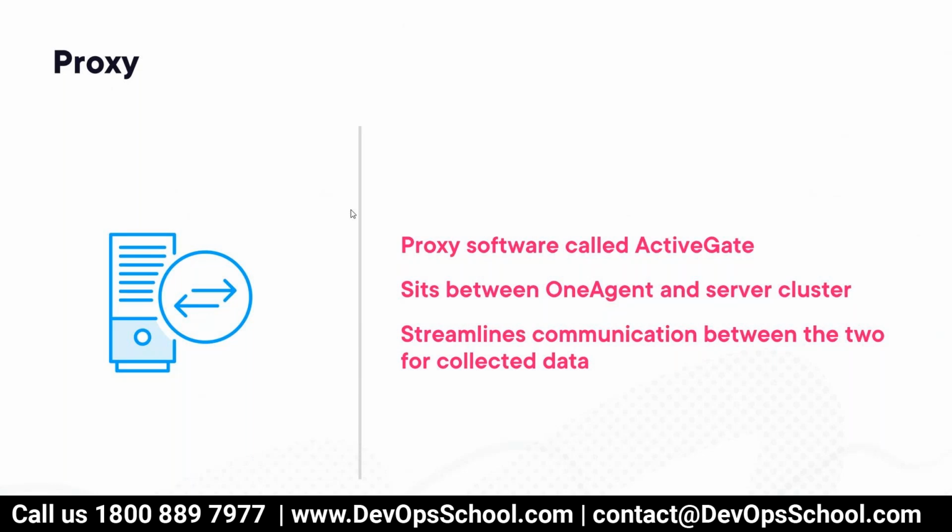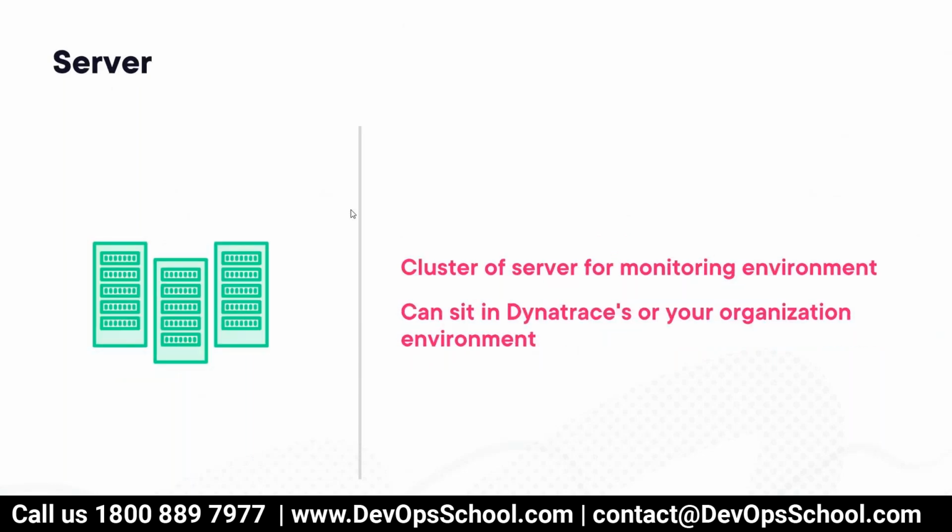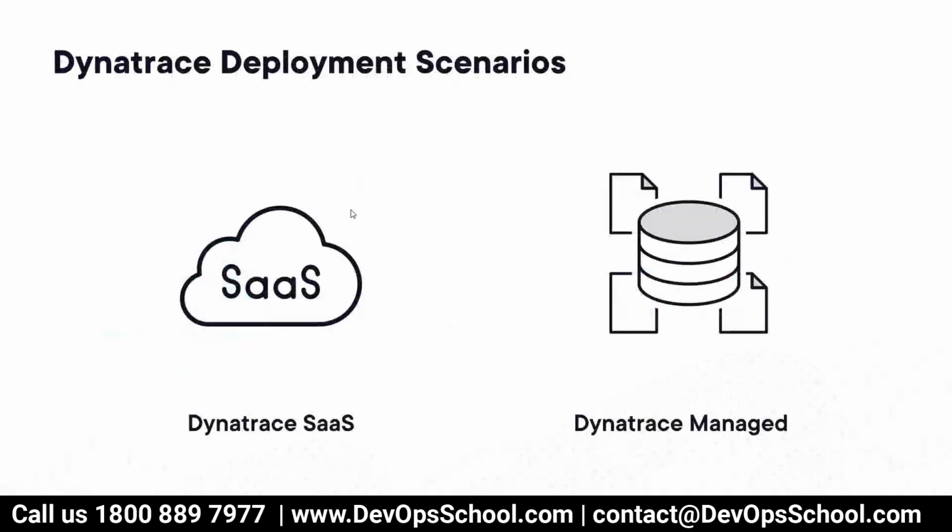So this will help you overcome the limitation where the network is not accessible for the server and all. So ActiveGate can be used as a proxy. Server, yeah, a cluster of servers for monitoring the environment can sit in Dynatrace or in your own organization's environment. That means there are two models, SaaS model and managed. Whichever you are comfortable with, you can go for it.